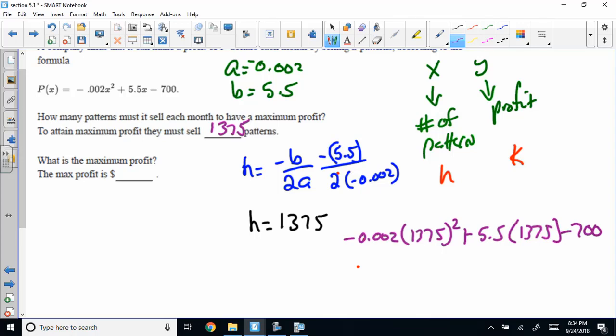So let's do it. Negative 0.002, parentheses, 1375, squared, plus 5.5 times 1375. Make sure I type things in right. Negative minus 700. Shaboom. I have a k value, ladies and gentlemen, of 3,081.25. How do we do? Somebody please tell me they got the same as me.